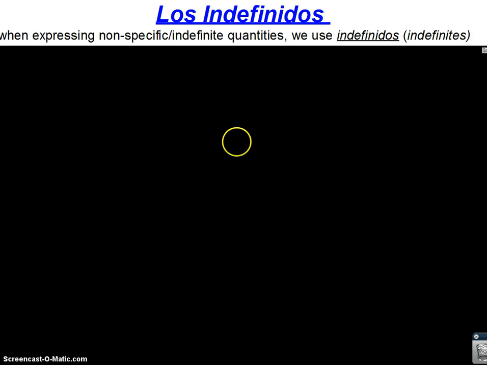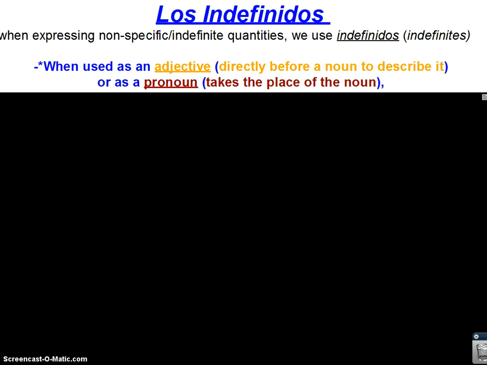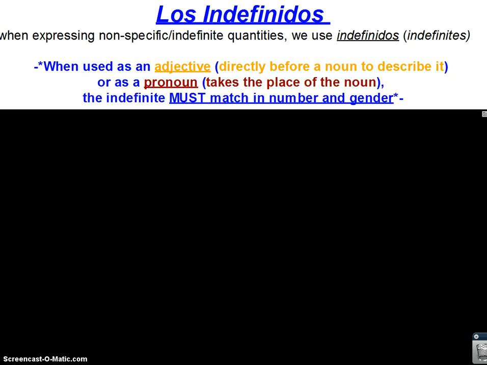Okay, so we use indefinites when we're expressing nonspecific quantities. And when we use them as an adjective, which means directly before a noun to describe it, or as a pronoun, taking the place of the noun, the indefinite word must match in number and gender. And also, as always, if when you're taking notes you're like, I'm not sure what Prof is talking about yet, don't panic because I'll probably explain it later and you'll always be able to come to class the next day and ask questions.